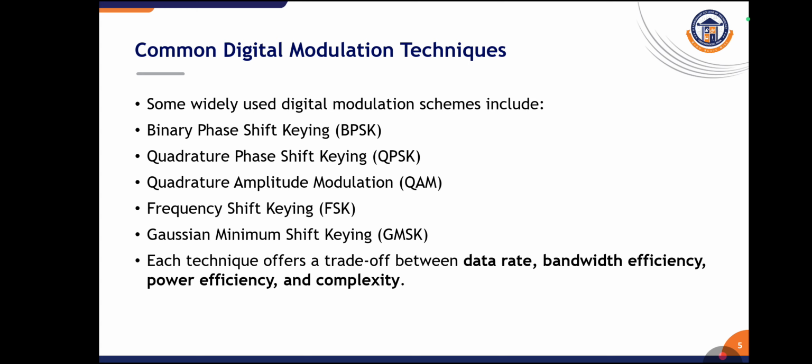Next, the common digital modulation techniques. Some widely used digital modulation schemes include binary phase shift keying, quadrature phase shift keying, that is QPSK, quadrature amplitude modulation, that is QAM, frequency shift keying, that is FSK, and Gaussian minimum shift keying, that is GMSK. Each technique offers a trade-off between data rate, bandwidth efficiency, power efficiency and complexity.